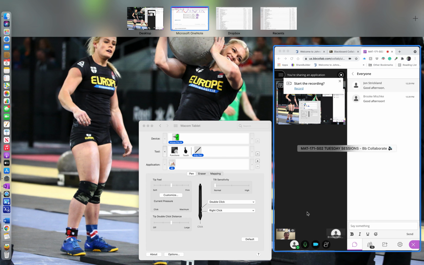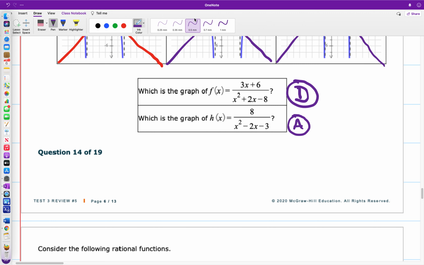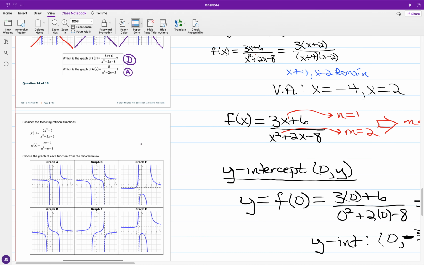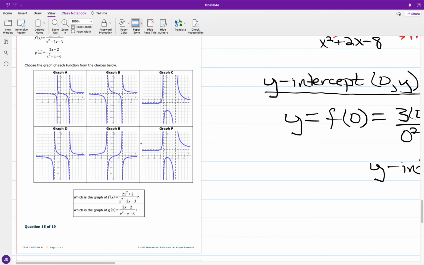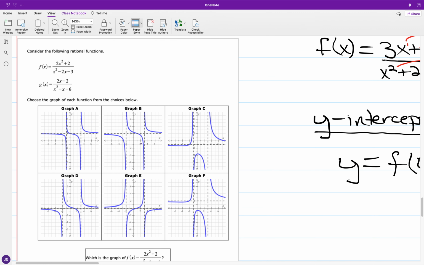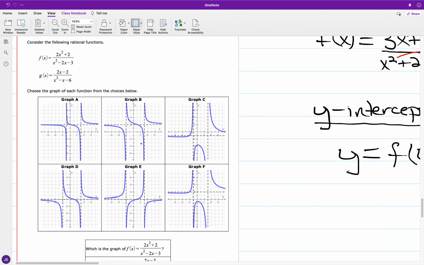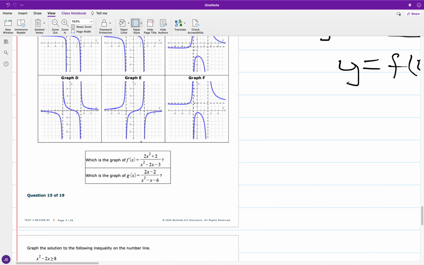Now, in the case of item number 14, we have the rational functions. This time around we have f of x equal to 2x squared plus 2 all over x squared minus 2x minus 3.